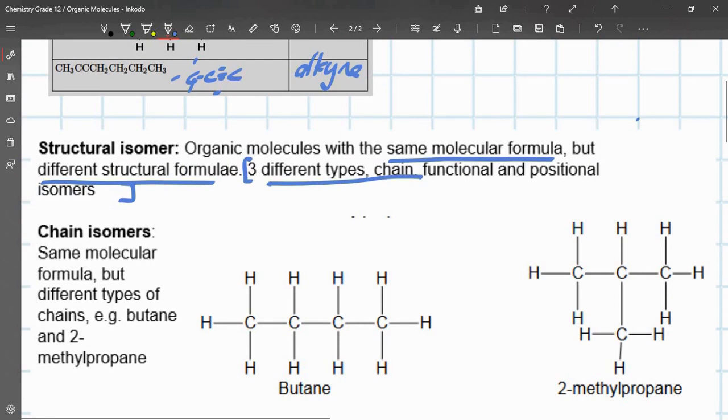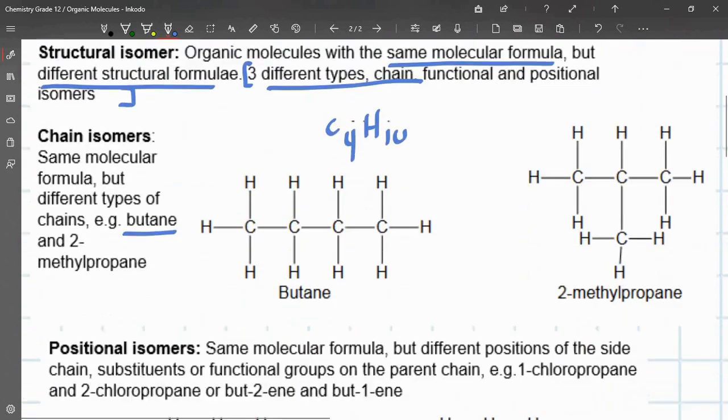So what is a chain isomer? A chain isomer has the same molecular formula, again the same molecular formula, but different types of chains. Example: butane and methylpropane. You can see the same molecular formula. Both of these have 4 C's and at least 10 hydrogens. Both of them have the same formula, but a different type of chain. Okay, so that's called a chain isomer.